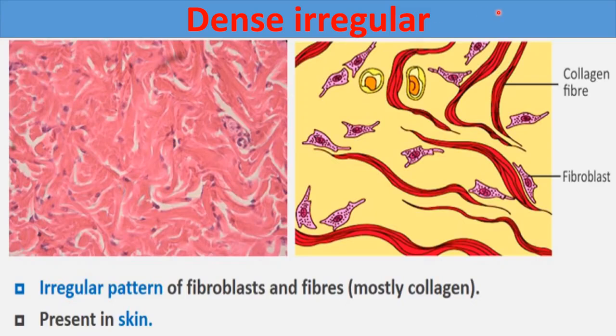Next is dense irregular connective tissue, and here you can see an irregular arrangement of fibers and fibroblasts. All these purple cells are fibroblasts, and these are collagen fibers, arranged irregularly. So an irregular pattern of fibroblasts and fibers is found in dense irregular connective tissue. An example is found in our skin.